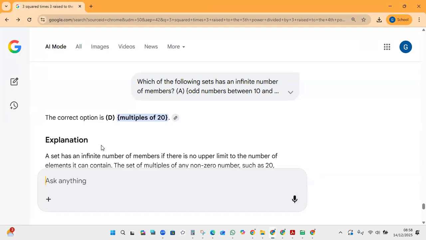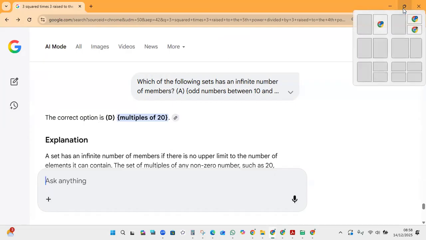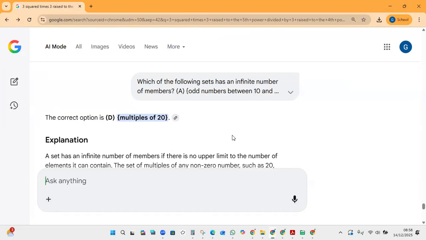So apparently AI has recognized the meaning of what I'm asking. So it says the correct option is D, multiples of 20. Okay, we don't even have to verify. There's the option D, multiples of 20. So let's go straight to the explanation.